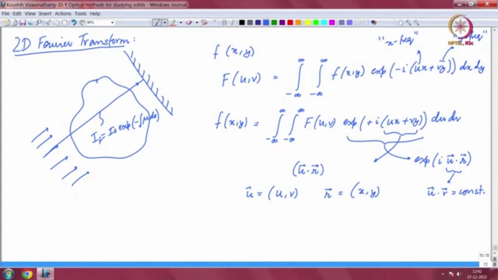Okay. So when u bar dot r bar is constant, e to the power of i u bar dot r bar is constant. So anywhere where u bar dot r bar is constant, this function will have the same value. Not only that, I can add 2 pi to this constant and the exponential will get the same value. And that is really the key for starting off on the 2D problem for tomography.